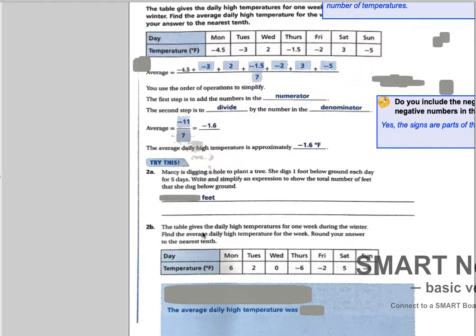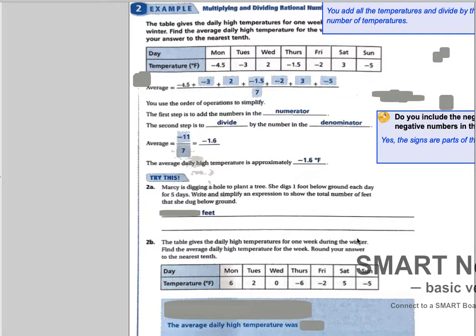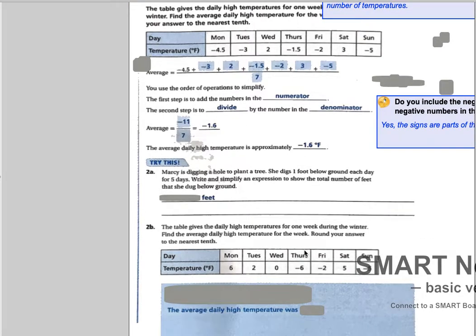2B reads, the table gives the daily high temperatures for 1 week during the winter. Find the average daily high temperature for the week. Again, we're going to divide by the number of entries. Again, we're going to round our answer to the nearest tenth. Just like we did up here, we rounded 1.573 to 1.6, and it still stayed negative. Push pause, and we'll jump back in.